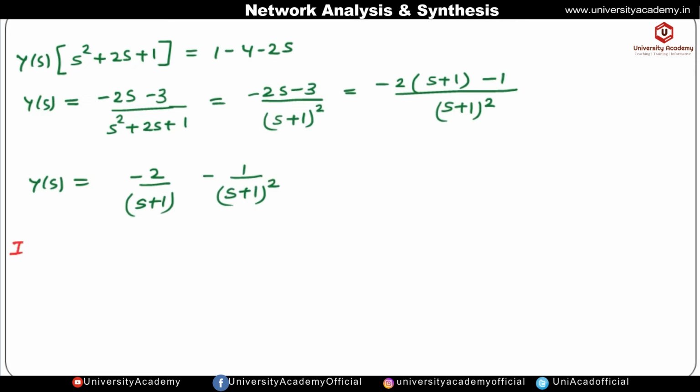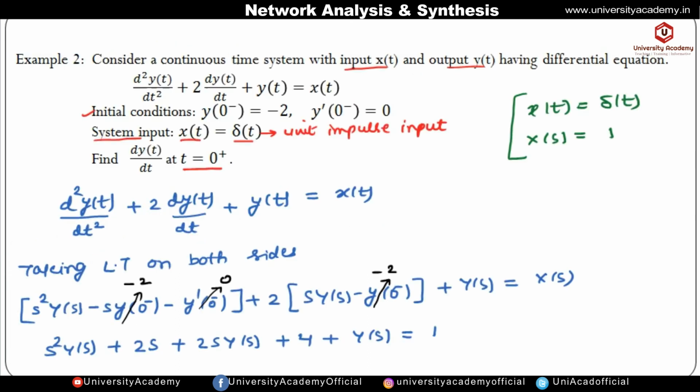Okay, so now let us apply the inverse Laplace transform. Then we are getting the y of t expression, so it will be equal to minus 2, and the inverse Laplace of 1 by s plus 1 is e to the power minus t into u of t. Okay, then minus sign is there. Then the inverse Laplace of 1 by s plus 1 whole square, because of the square t will come, is t into e to the power minus t into u of t. Okay, so here we have got the expression of y of t, and we have to find out d of y t by dt at t equal to 0 positive.